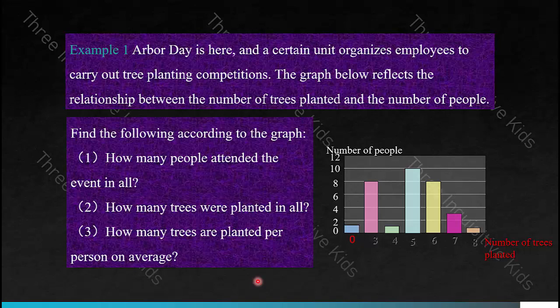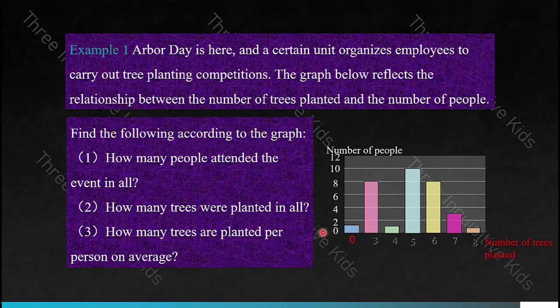Arbor Day is here, and a certain unit organizes employees to carry out tree planting competitions. The graph below reflects the relationship between the number of trees planted and the number of people. So as you can see, there is a bar chart here. The x-axis is the number of trees planted, and the y-axis is the number of people that planted that amount of trees. First question, how many people attended the event in all?